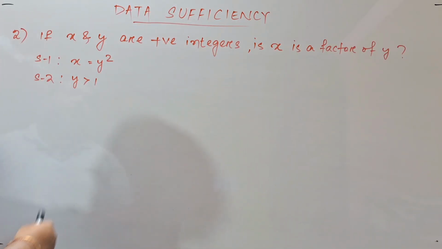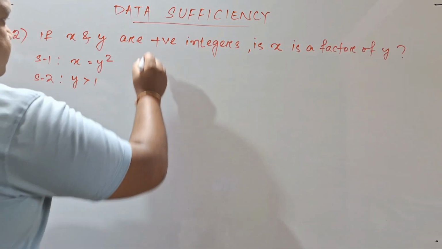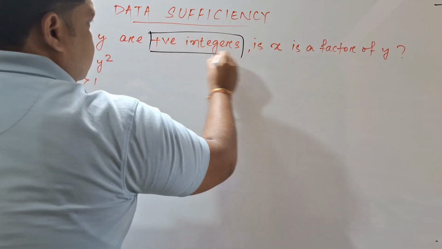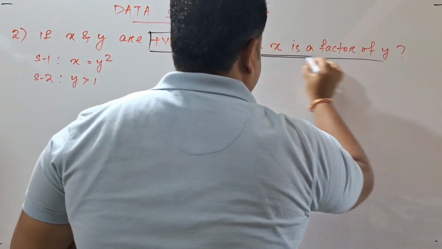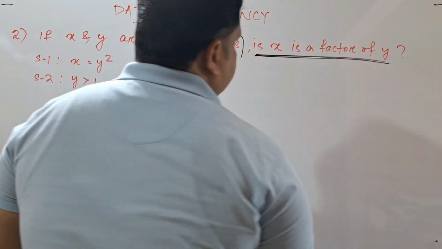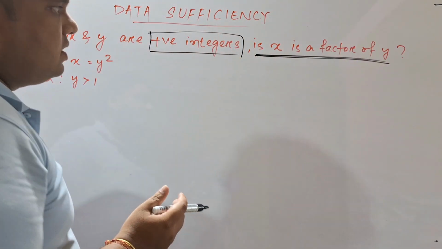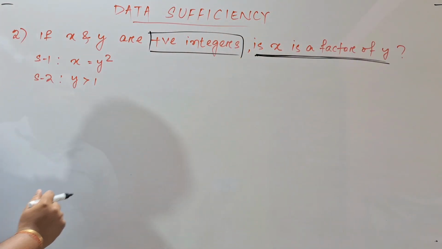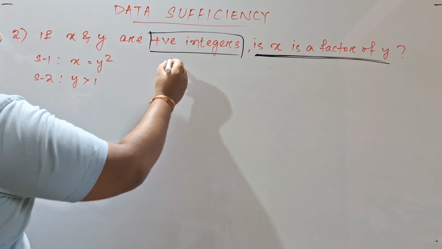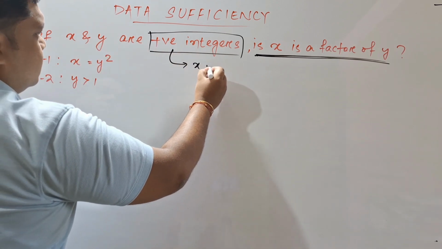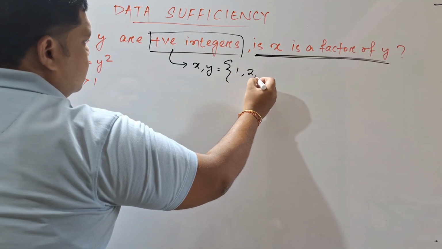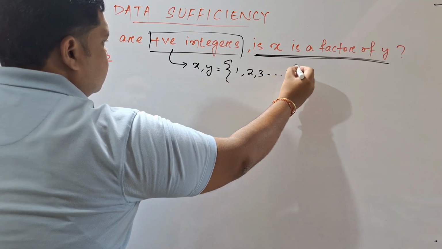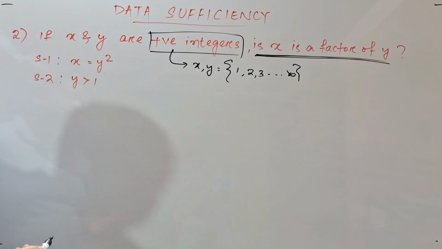If x and y are positive integers, the question is: is x a factor of y? By saying yes or no, I can answer this question. First of all, x and y are positive integers. Here it is given that both x and y are positive integers, so the values are 1, 2, 3 up to infinity.